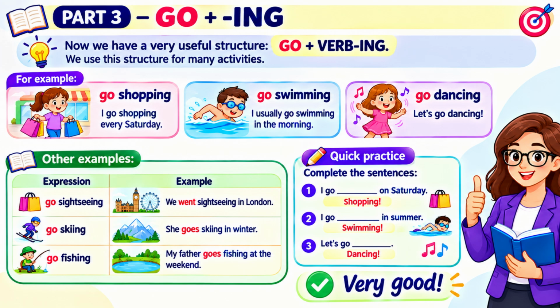Let's add more extra examples. We say go sightseeing. We went sightseeing in London. Go skiing. She goes skiing in winter. Go fishing. My father goes fishing at the weekend.